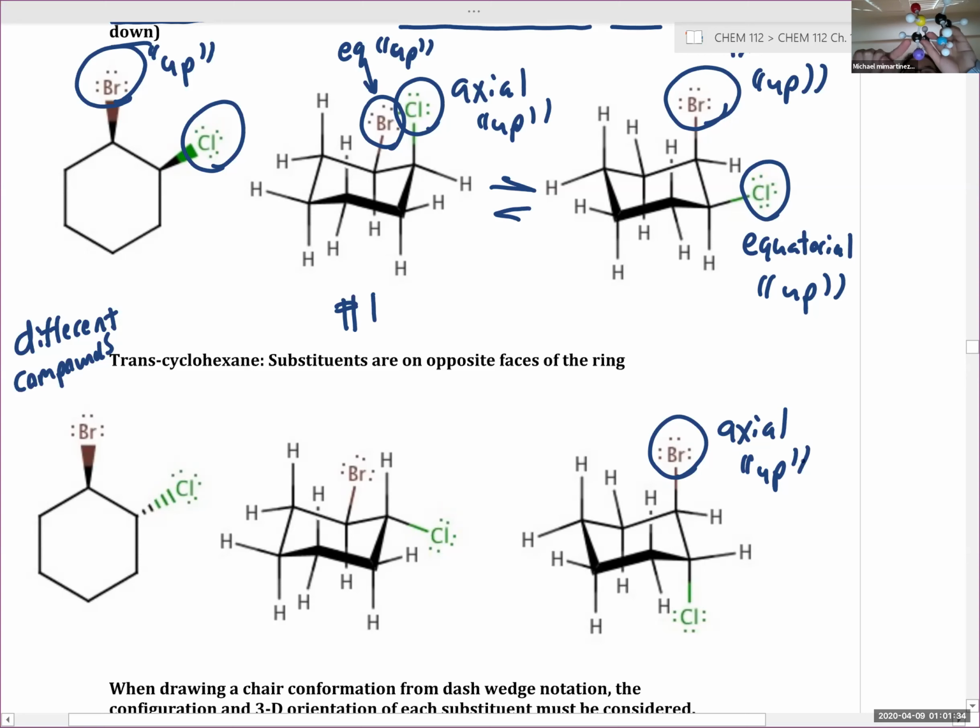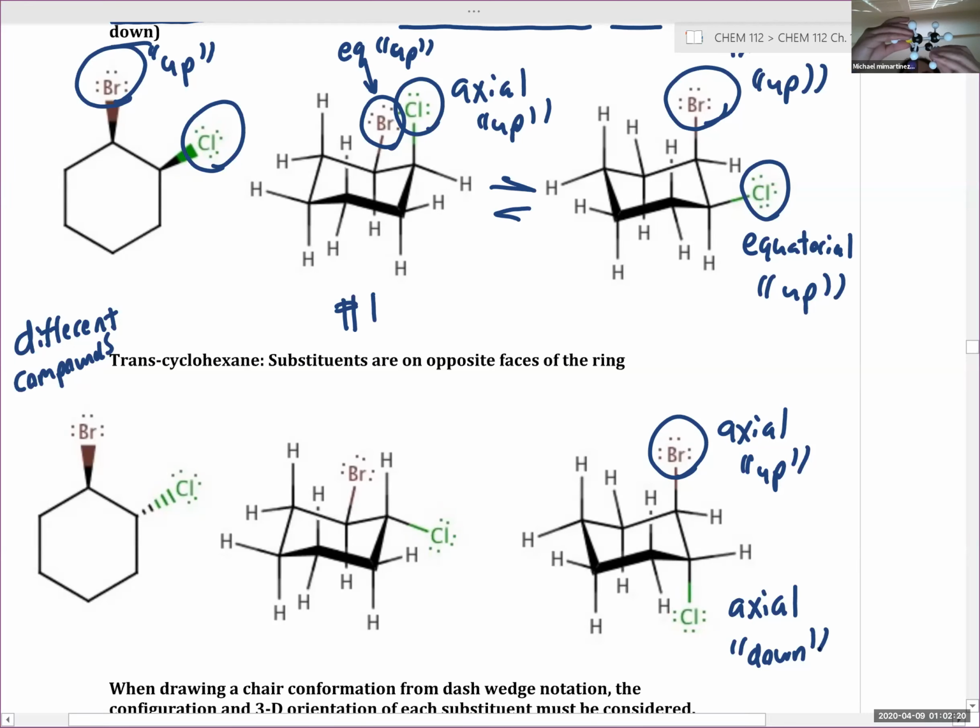Now, how would we describe our chlorine? Is it axial or equatorial? Axial, yep. And my question to all of you, it's axial. Is it pointing up or down? Yep, so it's axial, pointing down. So does everyone notice how our bromine and chlorine are on opposite sides of the ring? They're trans to each other.